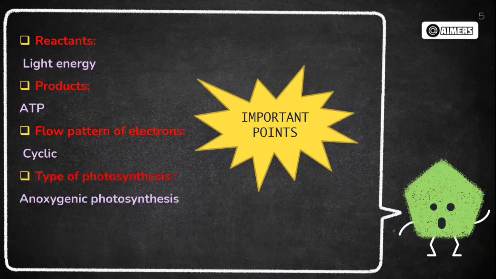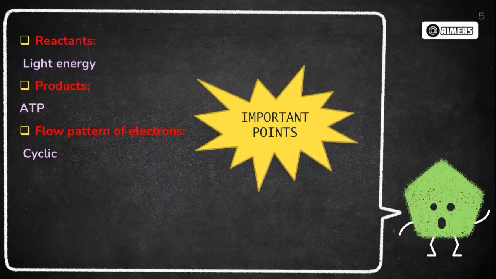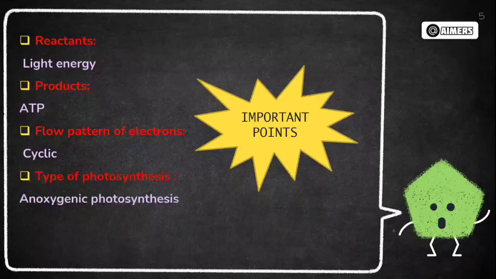Now, what type of photosynthesis is it? This is basically an anoxygenic photosynthesis. Anoxygenic photosynthesis means the type of photosynthesis in which oxygen is not released. So it is without oxygen, and it occurs in both aerobic and anaerobic conditions.